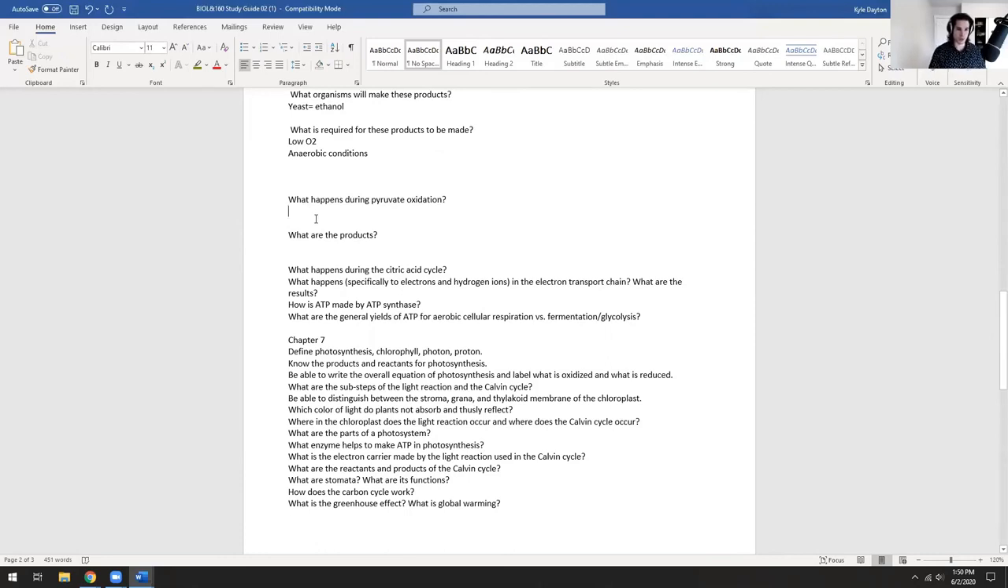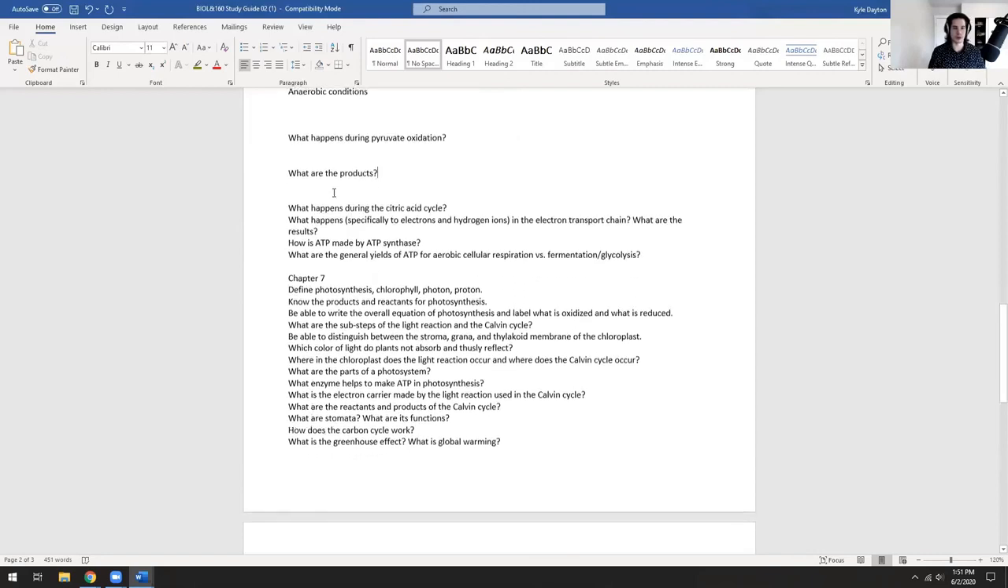What happens during pyruvate oxidation? Probably not going to focus fire on that on the test, but know that in pyruvate oxidation, you're taking pyruvate and then you're creating an acetyl group, binding that to coenzyme A, and then you're splicing that coenzyme A into the Krebs cycle. What are the products? Acetyl coenzyme A, and then you're also making some CO2. So you're plucking off a carbon in the form of CO2 during pyruvate oxidation.